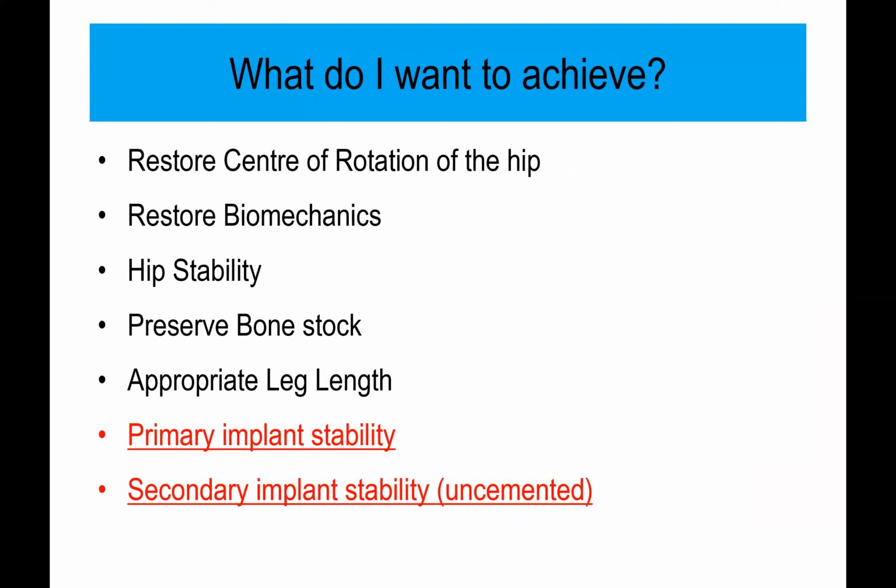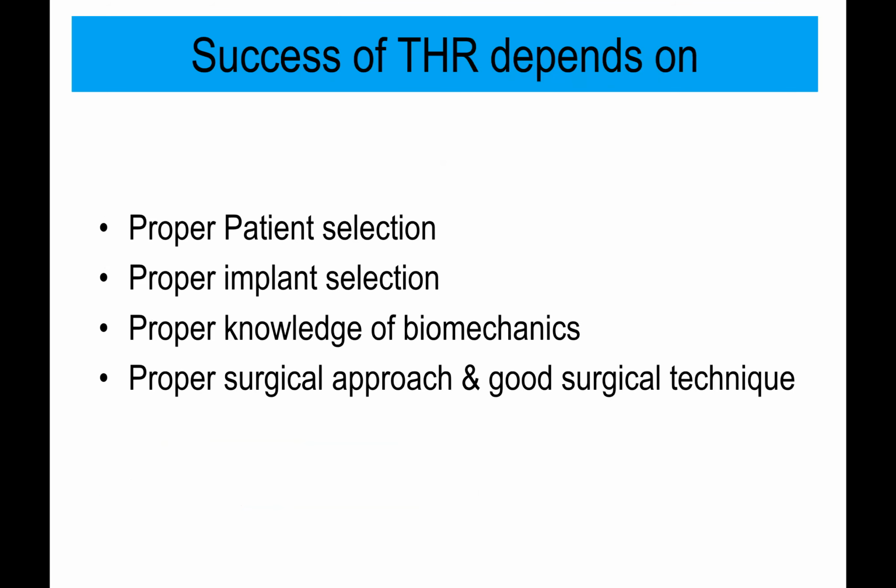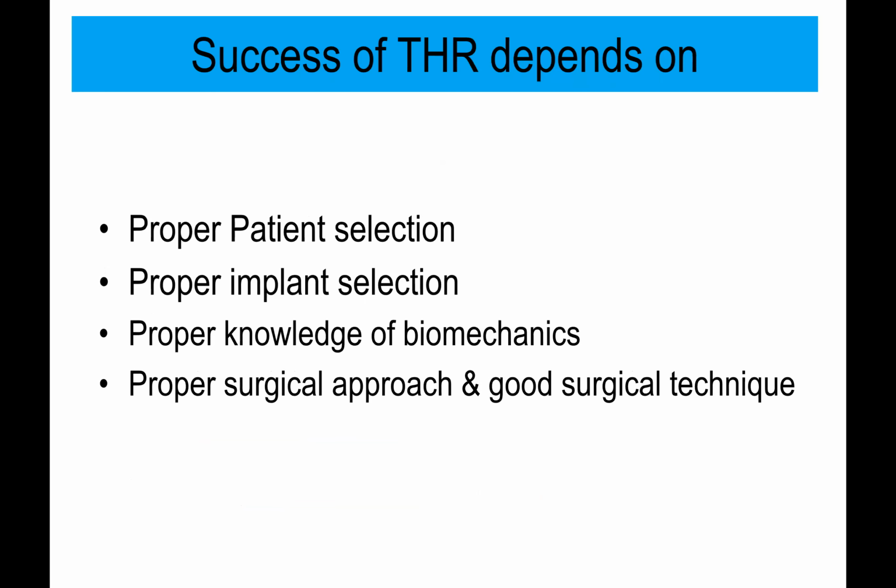So the examiners want all these points exactly in this order, from center of rotation to biomechanics, stability, bone stock, and leg length discrepancy. Now, success of total hip depends on patient selection, implant selection, knowledge of biomechanics, and surgical approaches. So we have gone through the biomechanics. I'll be discussing only implant selection.